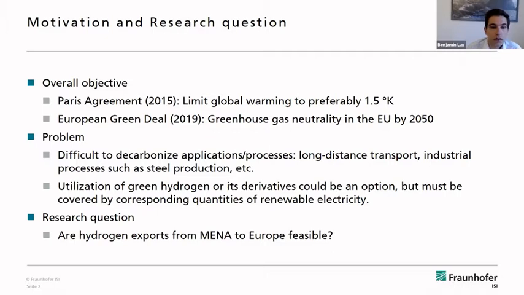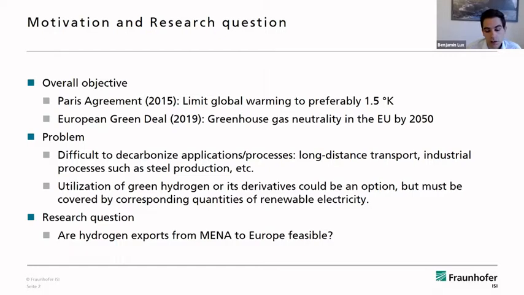As Wolfgang already said, the overall objective of this session is how to prevent global warming, or how to achieve limitation of global warming to preferably 1.5 degrees Kelvin. This goal was set in the Paris Agreement of 2015 by a large number of states. And in response to this treaty, the European Union agreed to aim for greenhouse gas neutrality in the year 2050. The question is how to reach this ambitious goal within the EU.